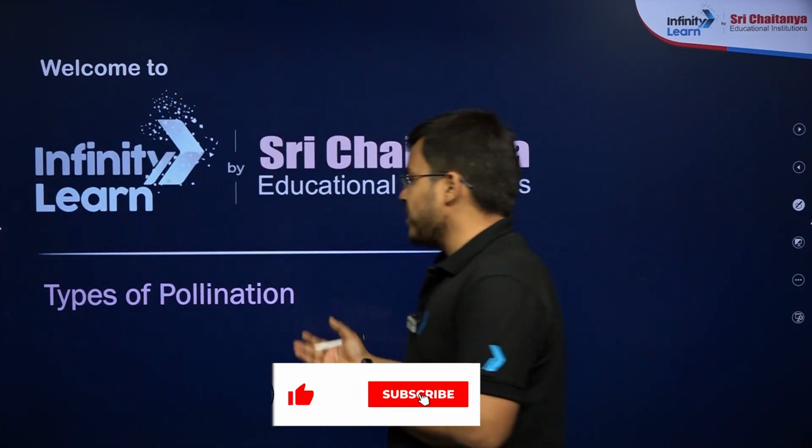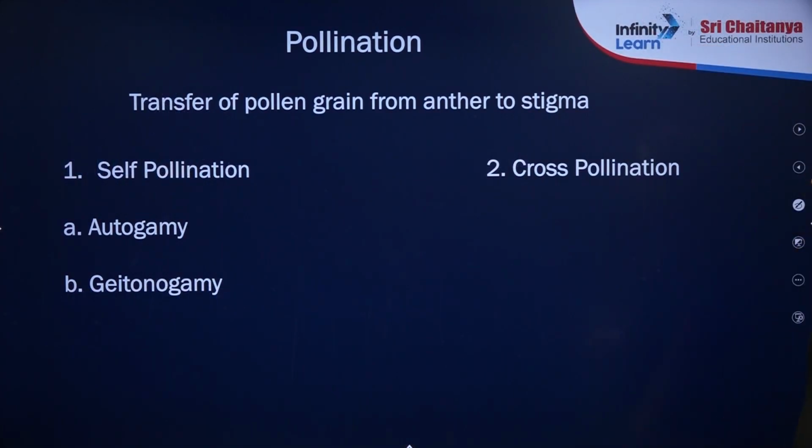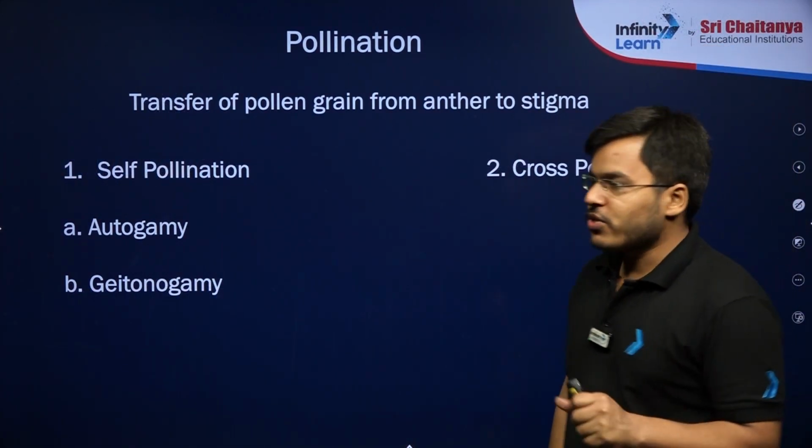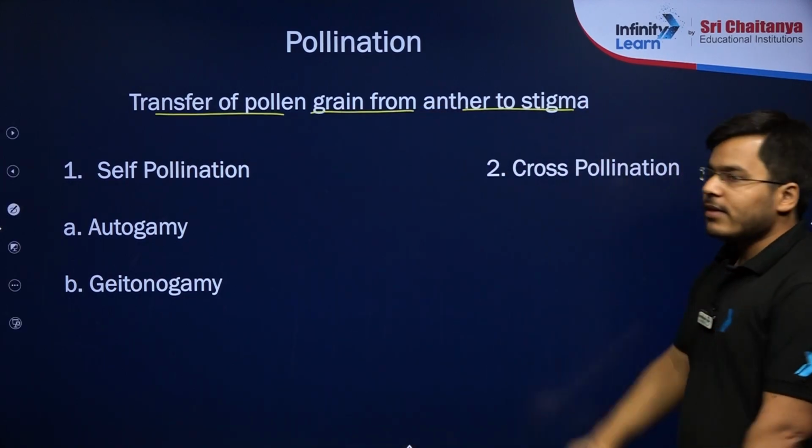Let's talk about today the types of pollination within 10 minutes. So let's see, students, what are the different types of pollination? First of all, students, what is pollination? If we talk about pollination, it is the transfer of pollen grain from anther to stigma.